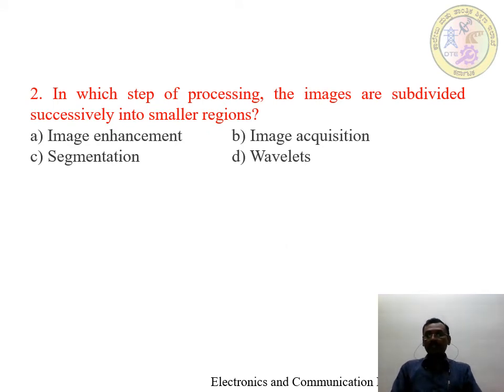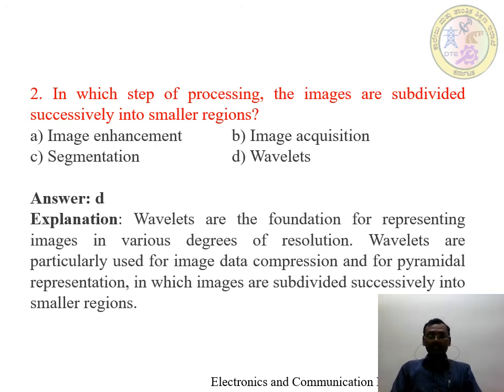Next question. In which step of processing are the images subdivided successively into smaller regions? Image enhancement, image acquisition, segmentation, wavelets. The answer is D, that is wavelets. Wavelets are the foundation for representing images in various degrees of resolutions. Wavelets are particularly used for image data compression and for pyramidal representation in which images are subdivided successively into smaller regions.